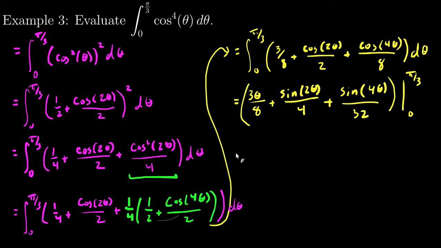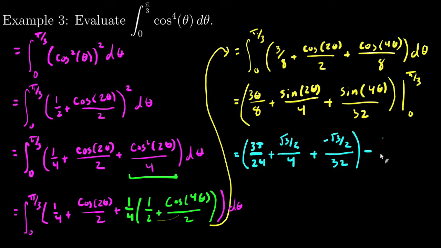So finishing it off, I put in the pi over 3. 3 over 8 times pi over 3 is 3 pi over 24. Okay, and I can reduce that. I will shortly. 2 times pi over 3 is 2 pi over 3. The sine of 2 pi over 3 is root 3 over 2. Four times pi over 3 is 4 pi over 3. The sine of 4 pi over 3 is going to be negative root 3 over 2.